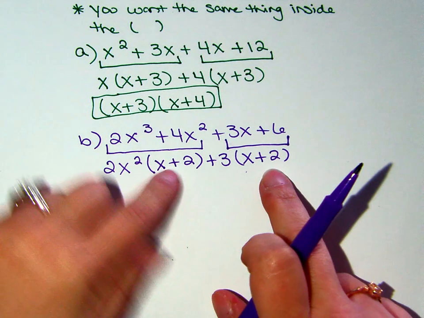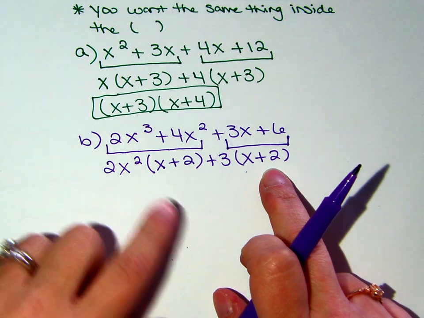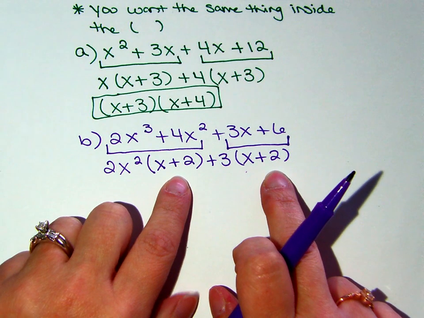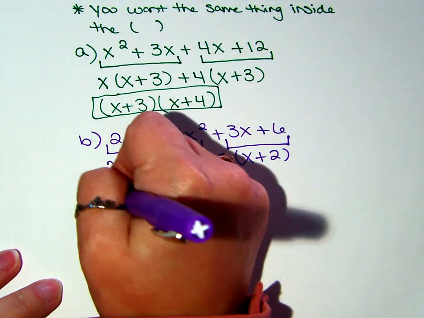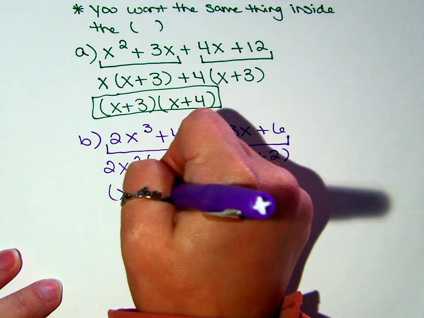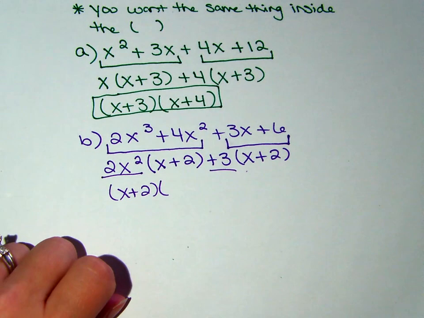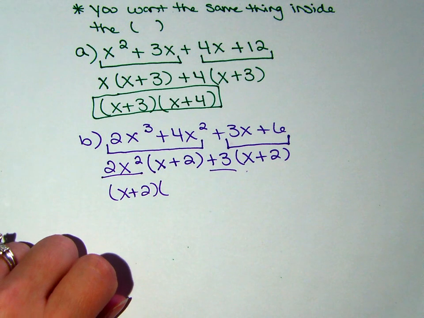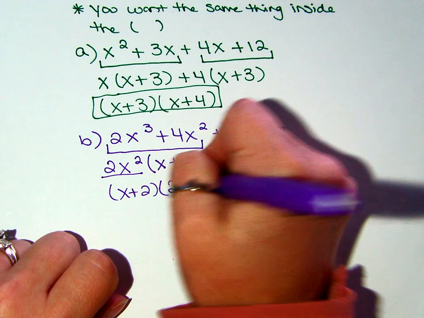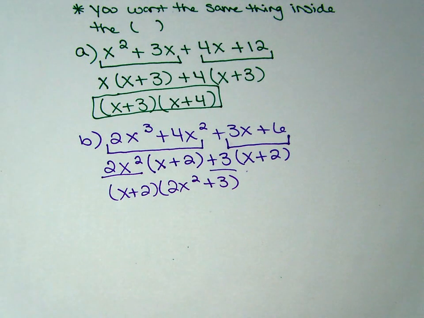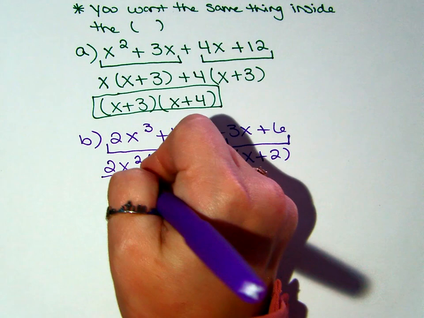Now this is just like up here. I have two terms, and both of these terms have an x plus 2. So I'm going to pull that out front. And what I put in my second parenthesis is whatever was out in front of my parentheses anyways. The 2x squared plus 3. And that's it. I can't factor that any further. I'm not solving. I'm not figuring out what x is. This is it.